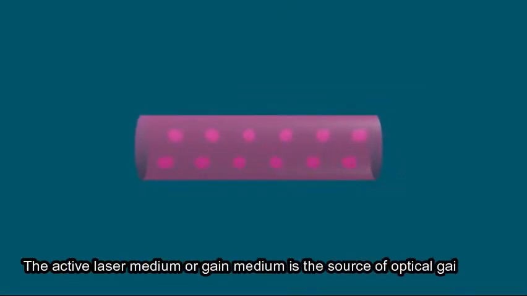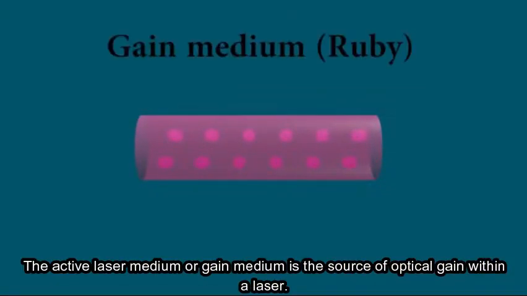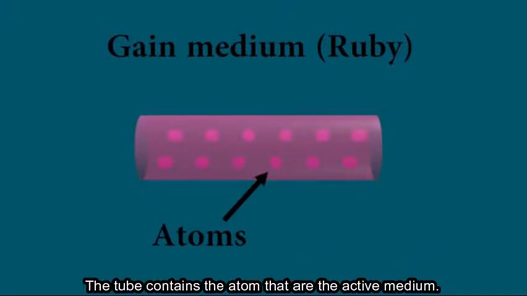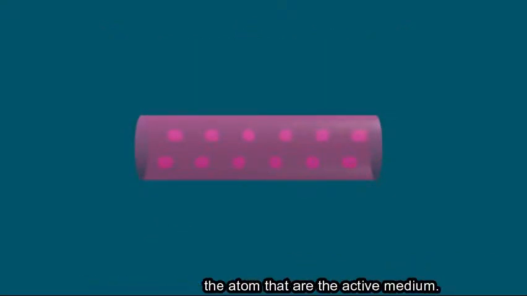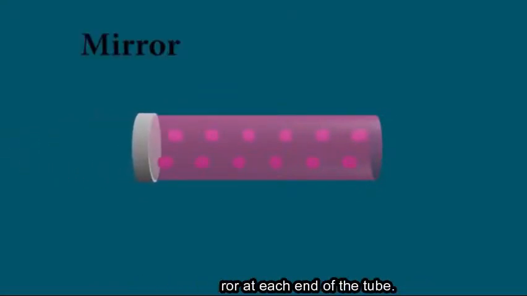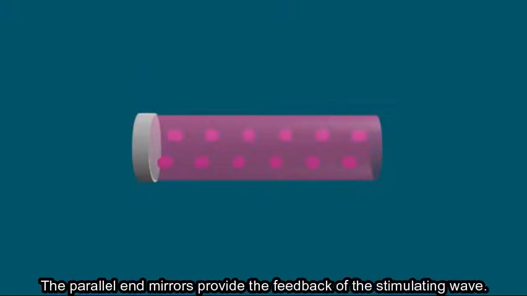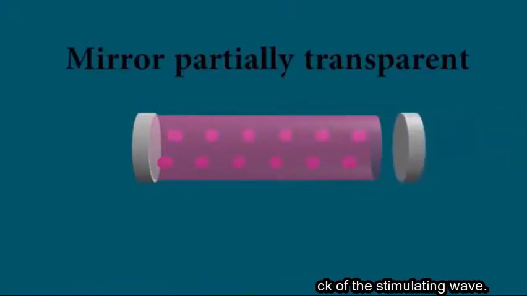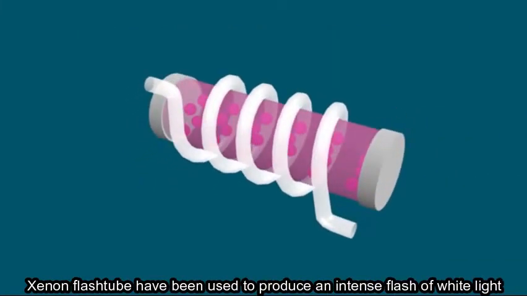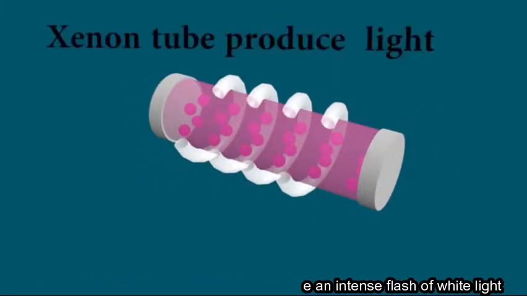The active laser medium, or gain medium, is the source of optical gain within a laser. The tube contains the atoms that are the active medium. There is a mirror at each end of the tube. The mirrors provide the feedback of the stimulating wave. Xenon flash tubes have been used to produce an intense flash of white light.